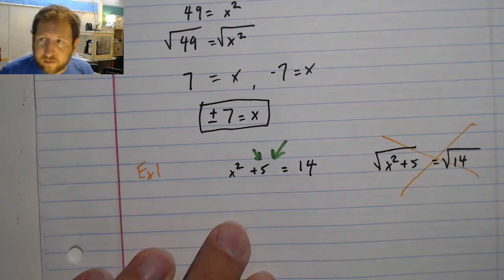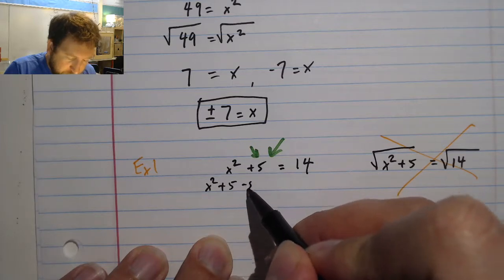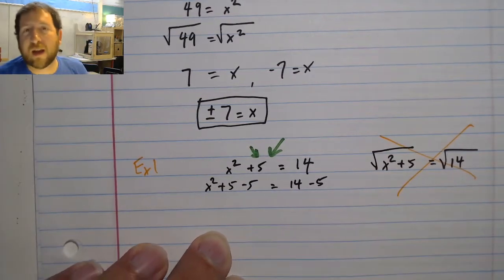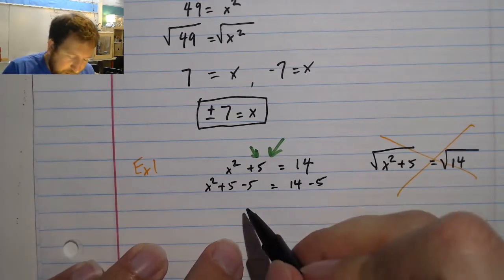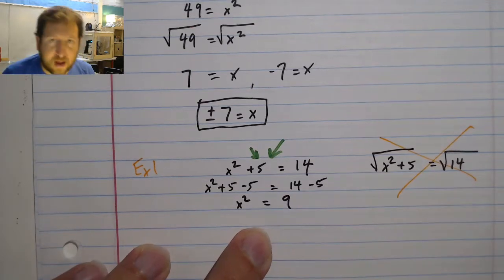So to do that, I'm going to use my algebra skills, and I'm going to go x squared plus 5 minus 5 equals 14 minus 5. So to do that, I just subtracted 5 from both sides. And to simplify, I'm going to get x squared equals 9.